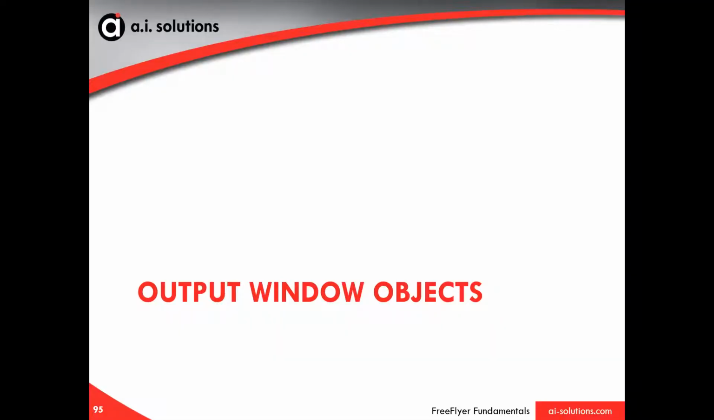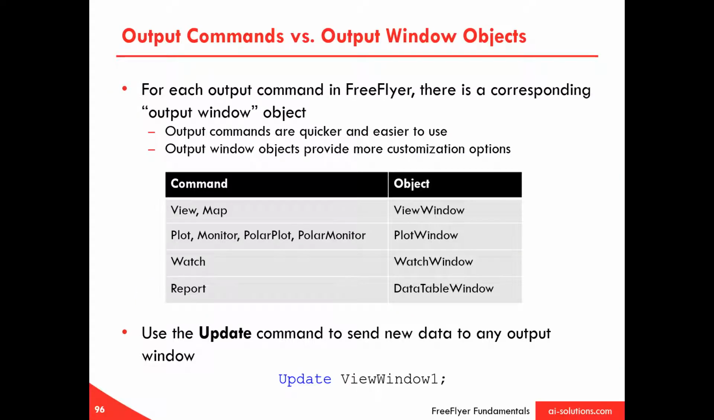Next, we're going to talk about working with output window objects in FreeFlyer. You've already seen how we've used the view command, the map command, and the plot and report commands to generate output in FreeFlyer. I mentioned earlier in part 1 of this training video that those commands let you generate output very quickly and easily, but that there isn't a whole lot that you can do to customize the views that are generated. So now I want to introduce the topic of output window objects.